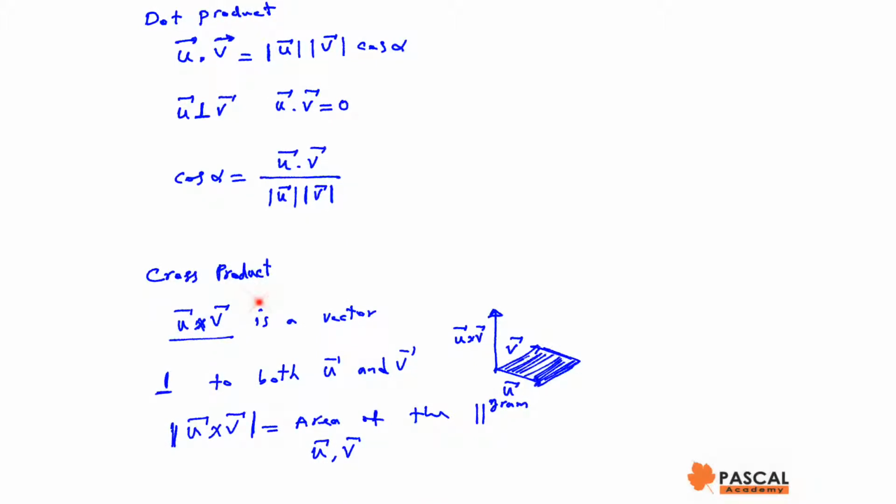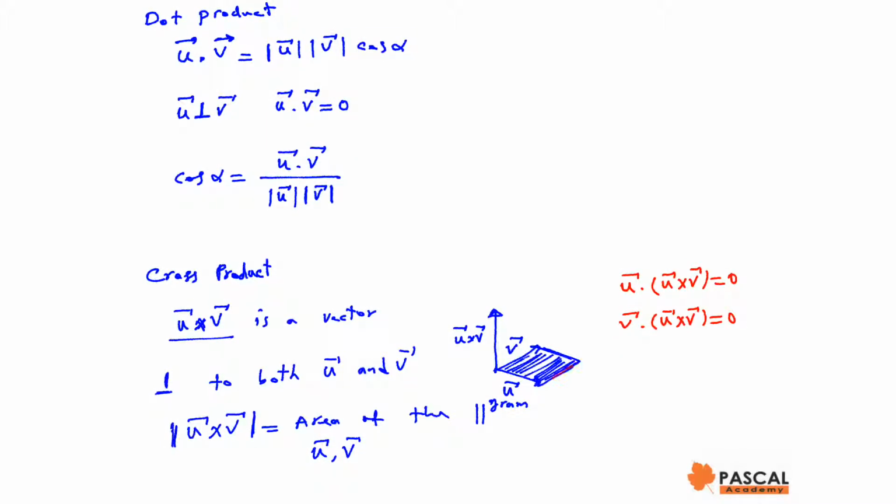Cross product of two vectors. It's denoted by U cross V, this notation. It's a vector. U cross V is perpendicular to both U and V. Therefore, U dot U cross V is 0. U cross V is perpendicular to U. V dot U cross V is also 0.